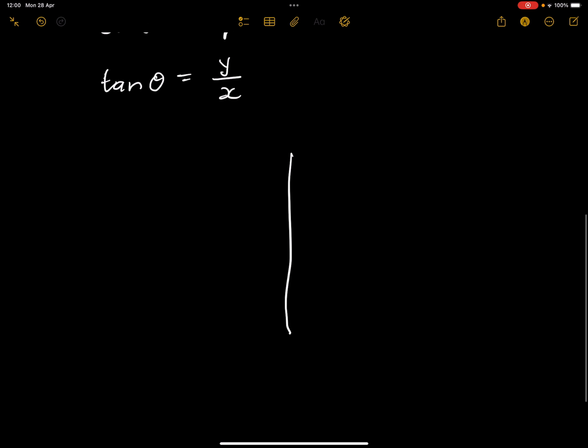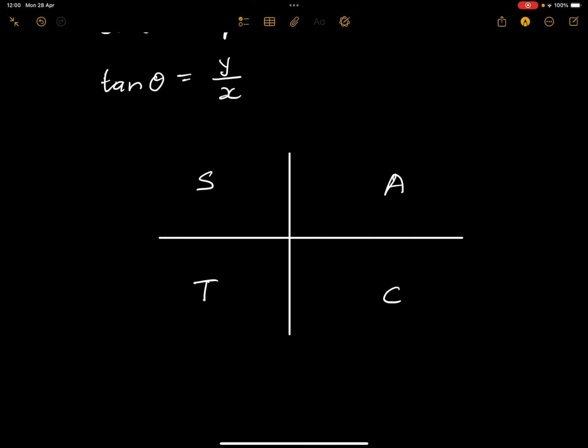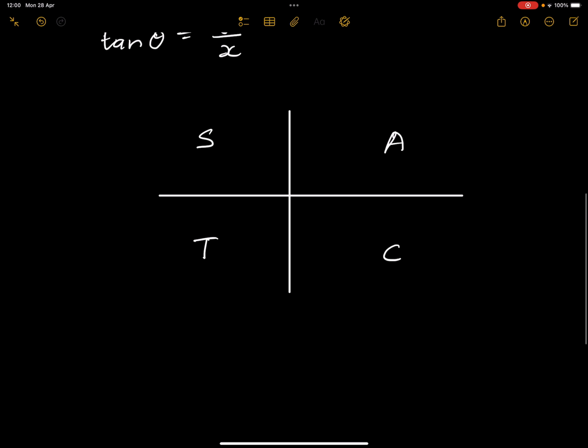And I want us to jump into an example just now so that we can see how we are going to take questions on general trigonometry using the Cartesian plane. So we always draw our CAST diagram, and that is where we are going to plot our angle.